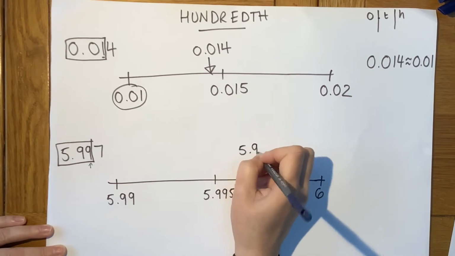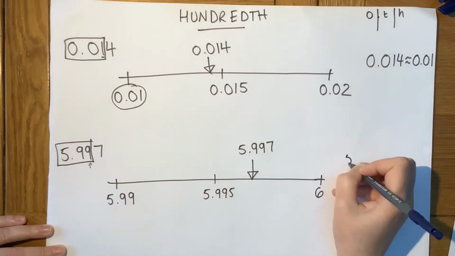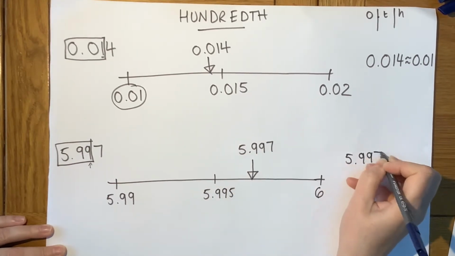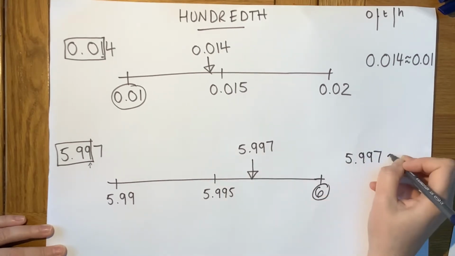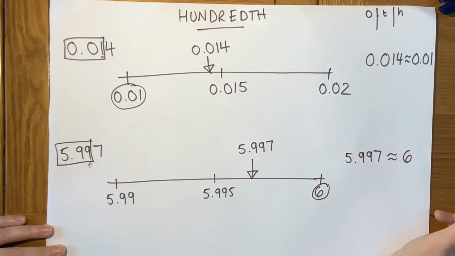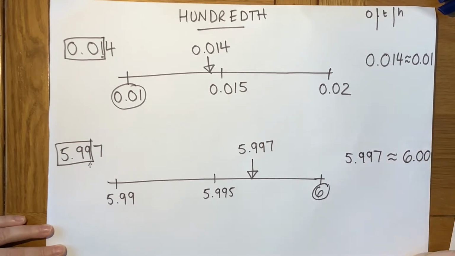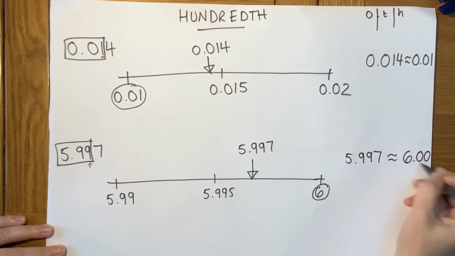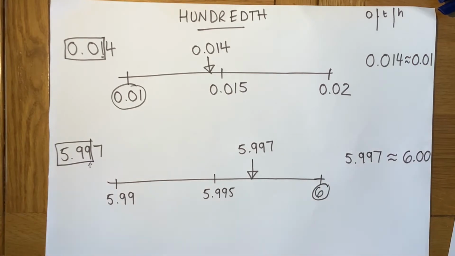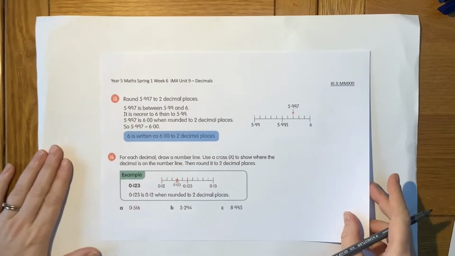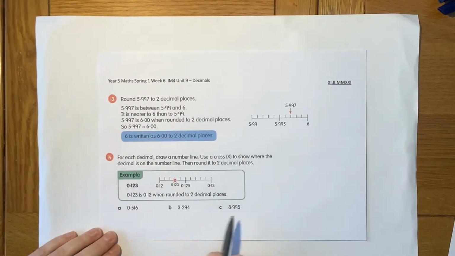5.997 is approximately there. So 5.997 is closer to 6. So it rounds to 6 when rounded to the nearest hundredth. Remember, that's what it would be like with hundredths on. That's not wrong, but we don't need those zeros at the end. Okay, over to you to have a try then. Let's have a look. Could you have a go at A, B and C here?